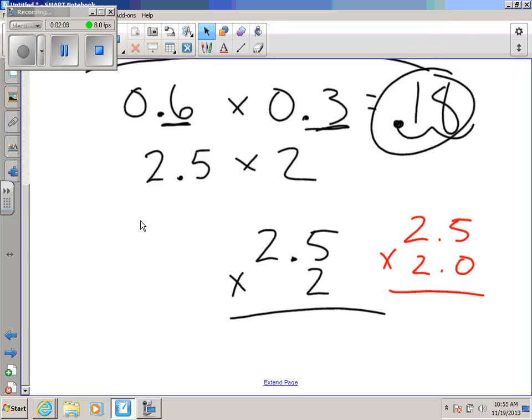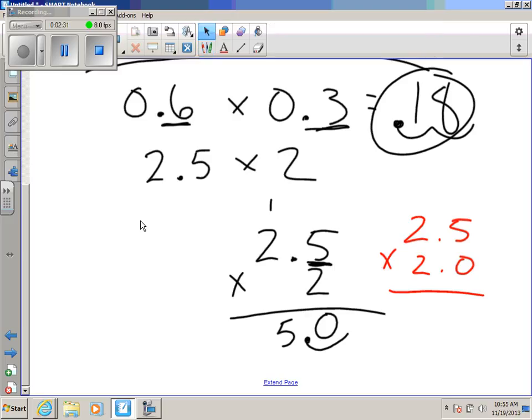So here, let's do the one in black the way we're supposed to do. 5 times 2 is 10. 2 times 2 is 4, plus 1 is 5. With one place after the decimal means I'm going to move one place. My final answer is 5.0.